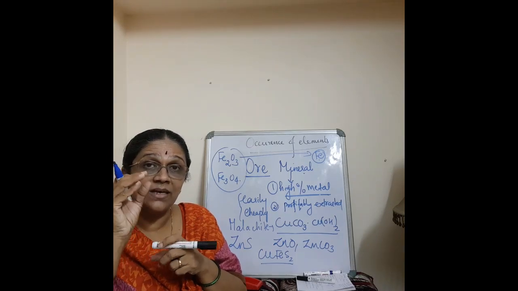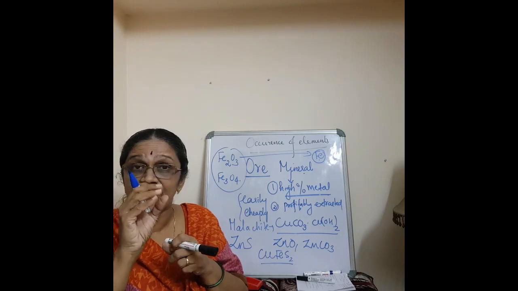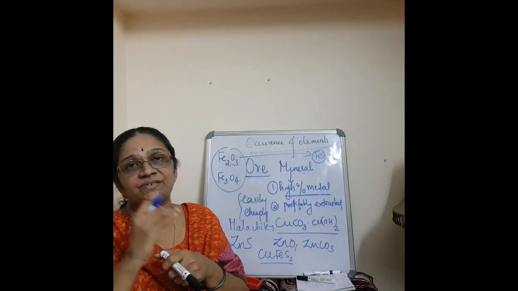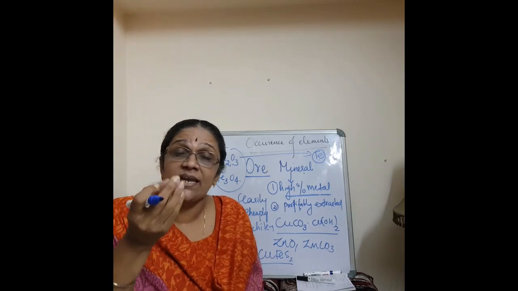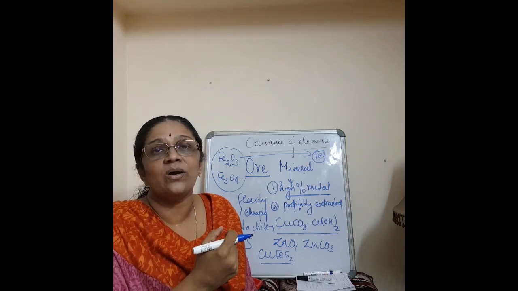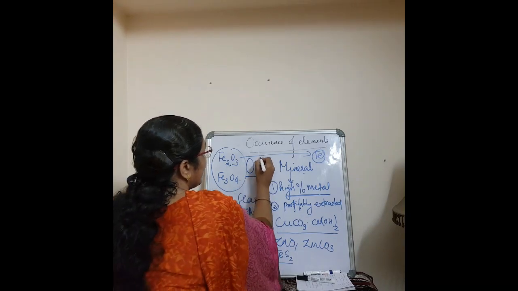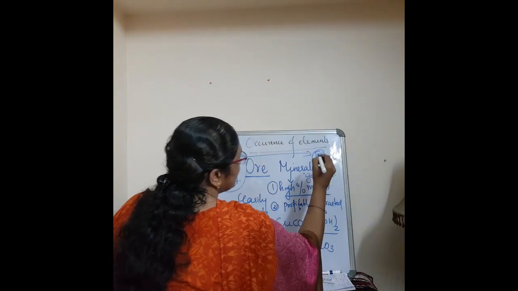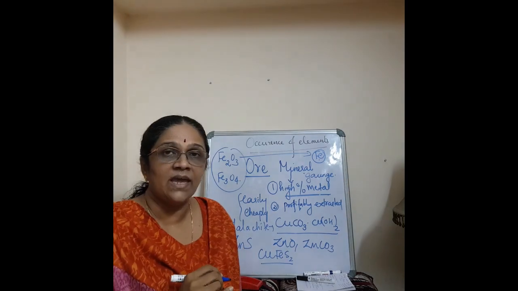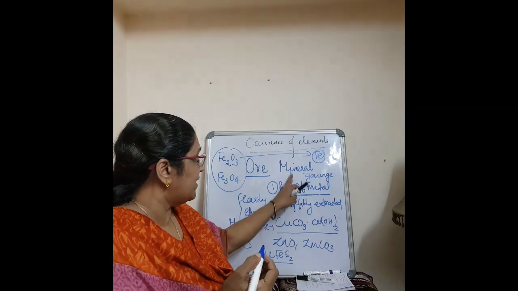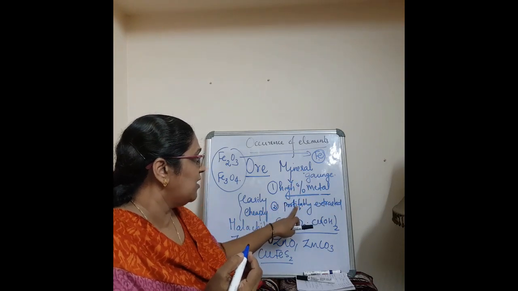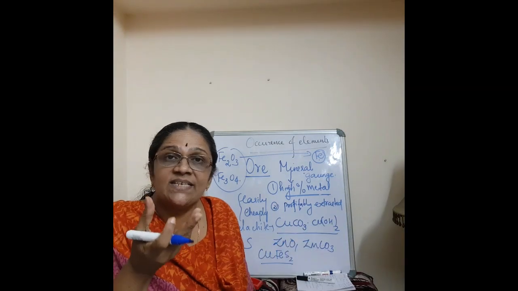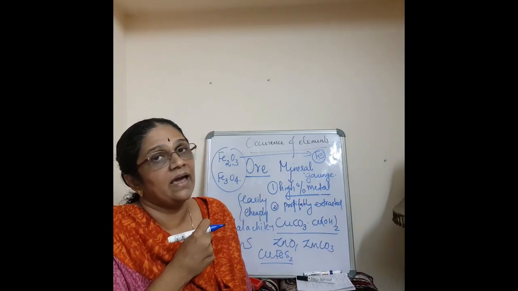Okay. Now ore contains what? As I told you, these minerals or the metals are associated with some type of impurities like sand or clay or rocks, etc. And those impurities which are associated with the ore are called gangue. What is it? Gangue. That is the second term in metallurgy. G-A-N-G-U-E. Gangue. Okay. So what is ore? Ore is a mineral which has a high percentage of metal which can be profitably extracted. And what is gangue? Gangue is the impurity present in the ore.